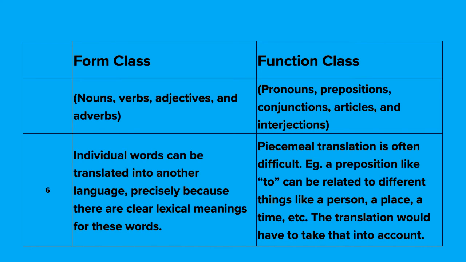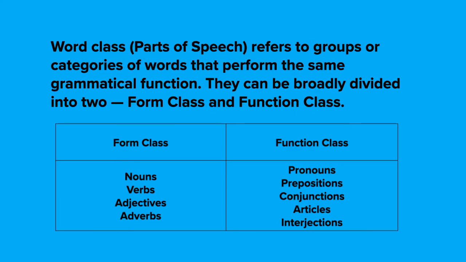So like that, prepositions or any other function class words have a specific function that they perform in that sentence, and the meaning is related to that. So when you translate, many times you cannot directly translate such words. If you take any such function class word in English and try to translate it into Malayalam, you will find that most of the time it is very difficult. Whereas if you take a noun or a verb or an adjective, it is much easier to translate them into another language. This is the sixth difference between form class and function class words.